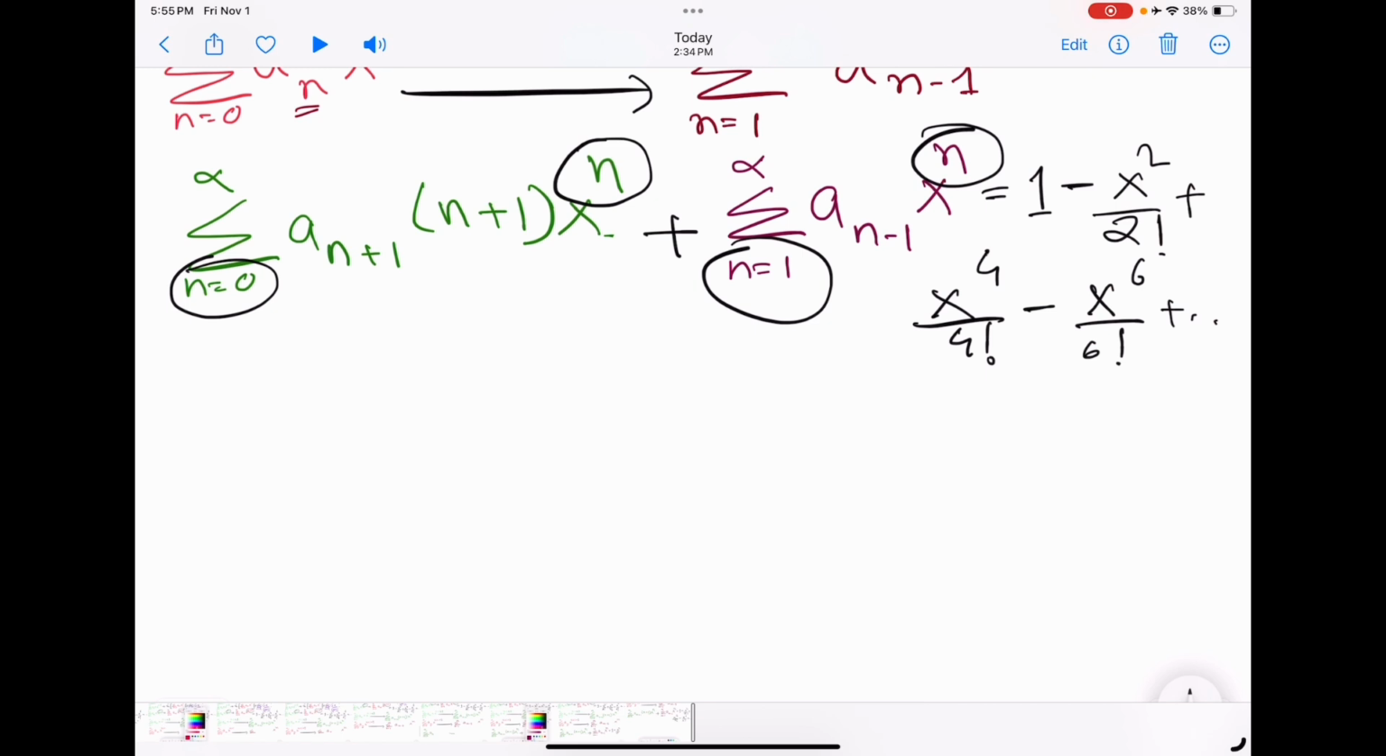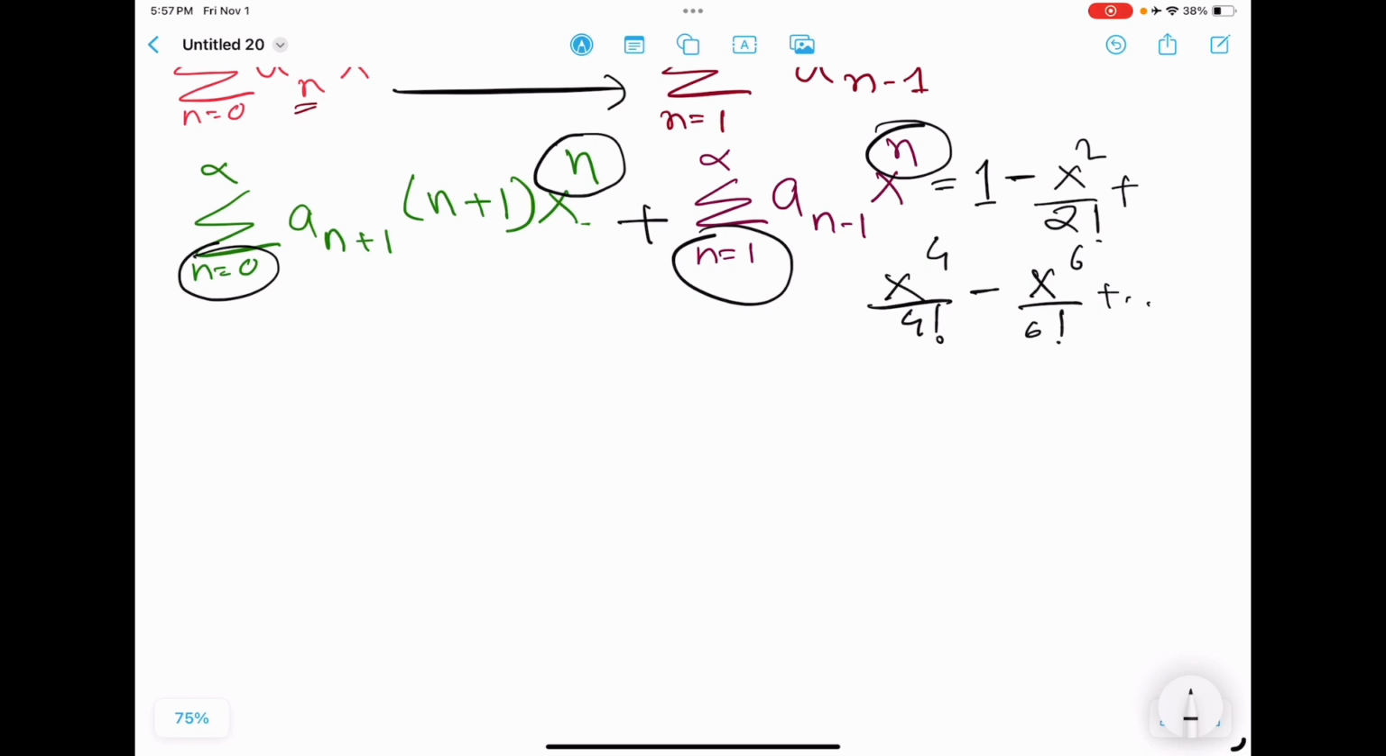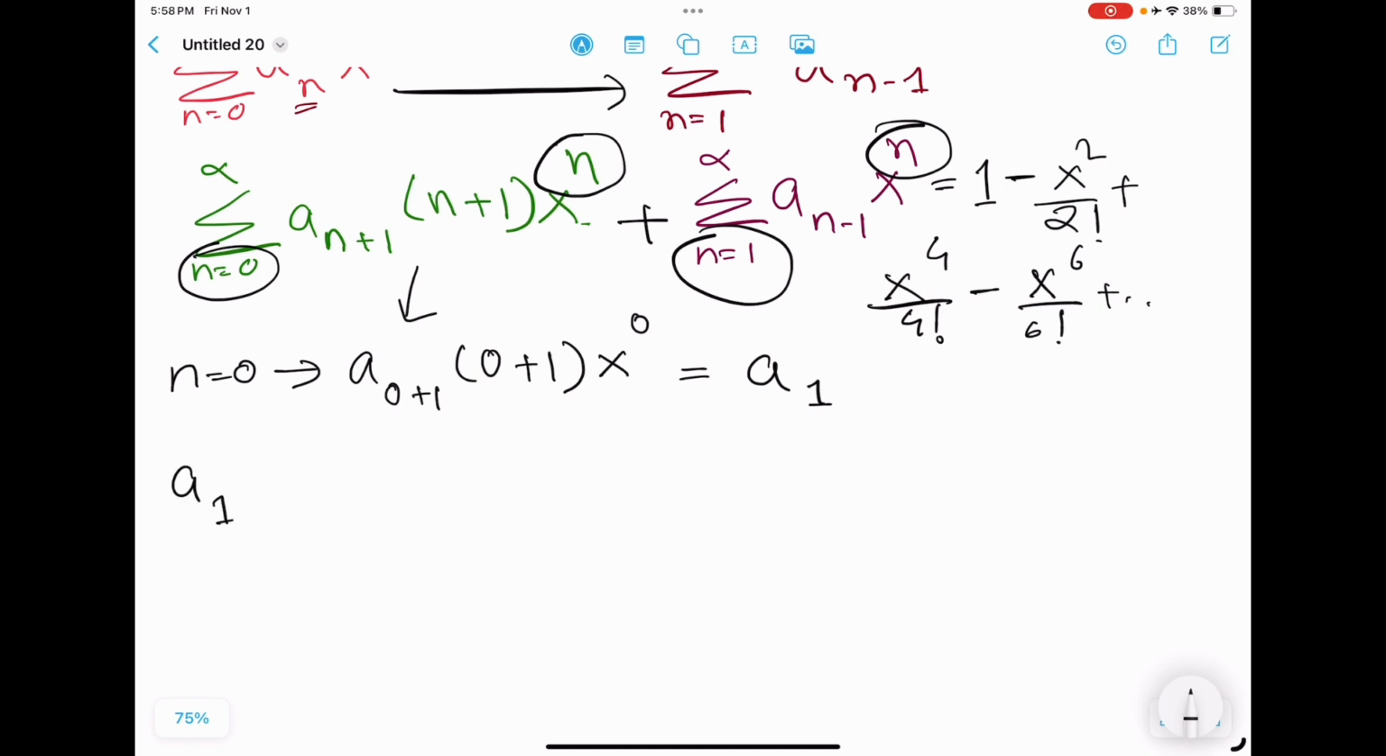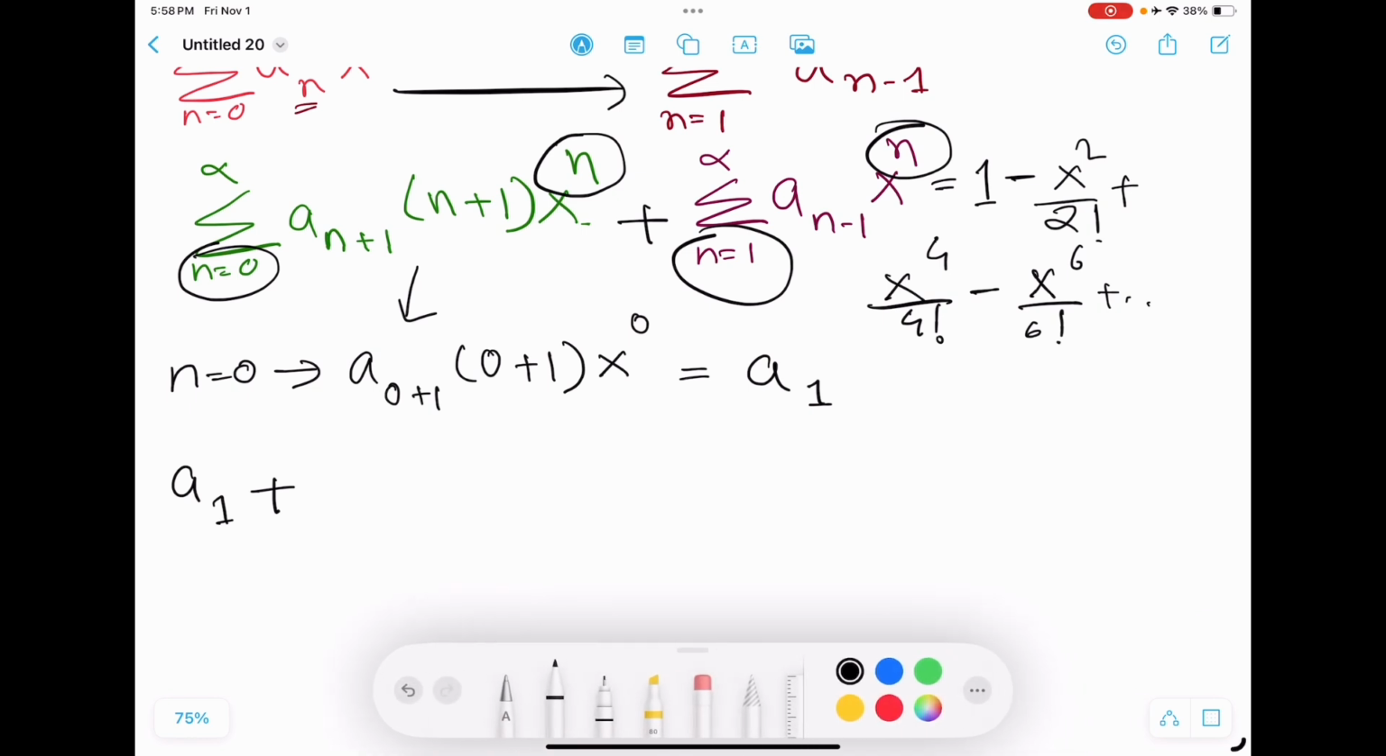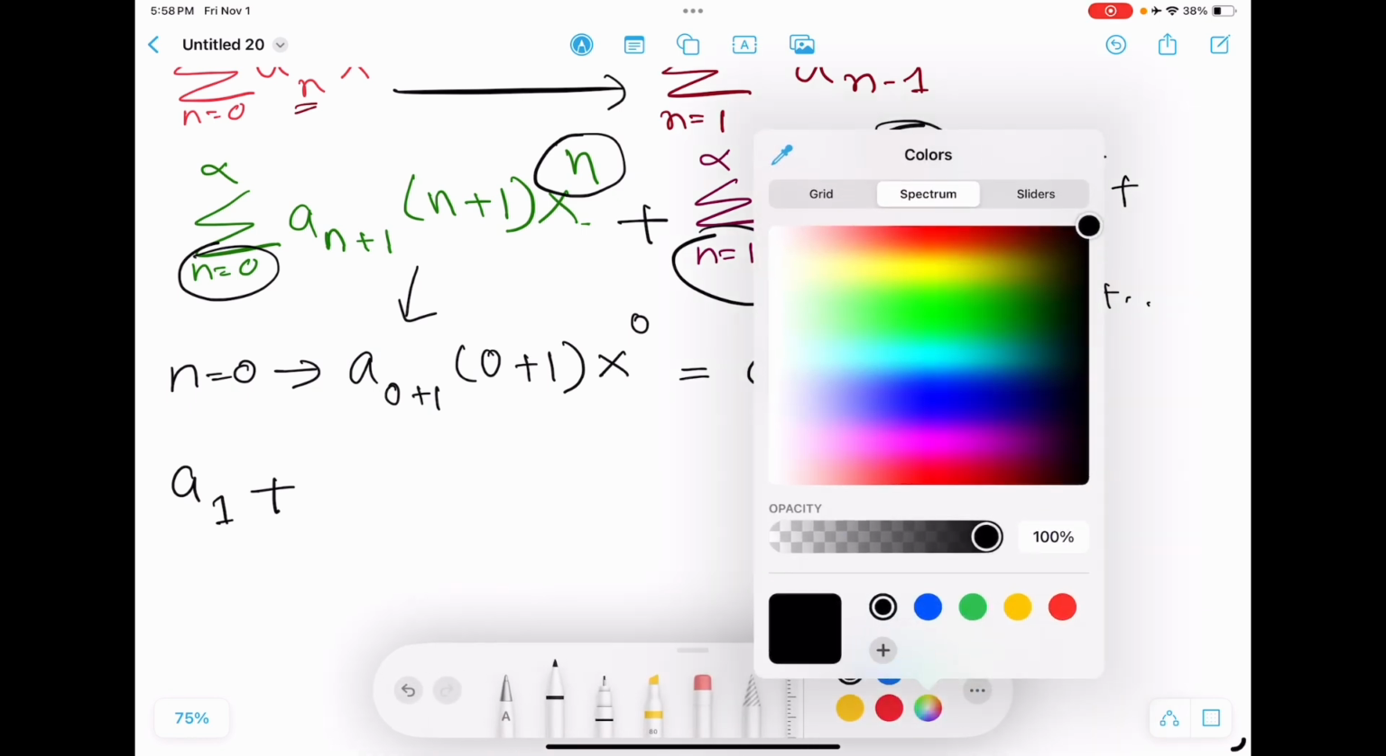To shift the first power series to start at an index of 1, we need to write the term for n equal to 0 separately. So let's find what n equal to 0 turns this power series into. It's going to be a sub 0 plus 1 times 0 plus 1 times x to the power 0, which gives me a sub 1. So I know that my n equal to 0 term is a sub 1. Now we can write that separately, and then finally we can start the index of our first power series at 1. Let's go ahead and do that.